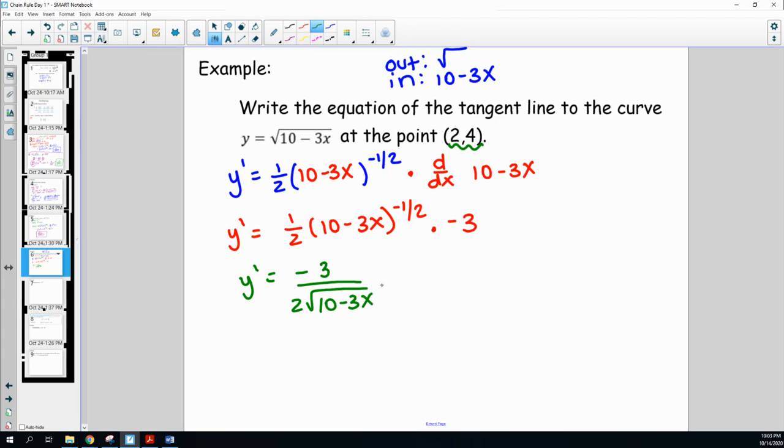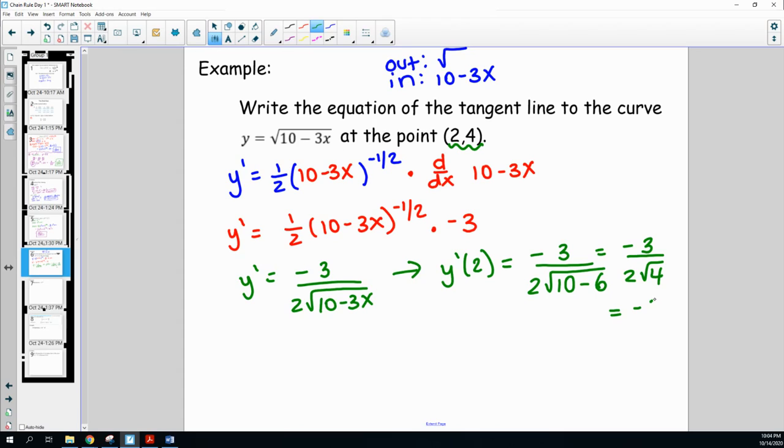And now I want to find this at the point (2, 4). So this is my derivative as a function. I want to find the derivative at a point. So I'm going to plug in 2 for x. So I'm going to do y prime of 2. So I have negative 3 over 2 square root of 10 minus 3 times 2, which is 6. So negative 3 over 2 square root 4.